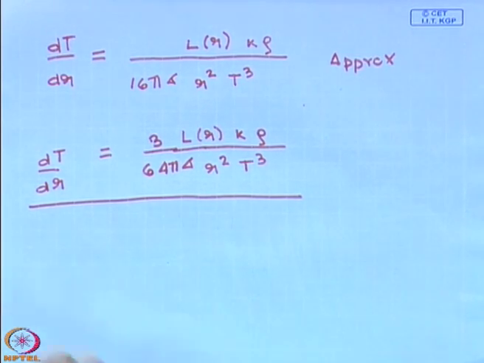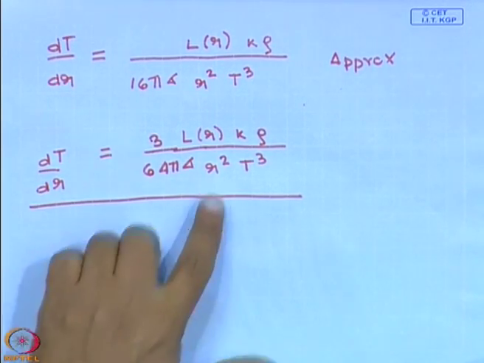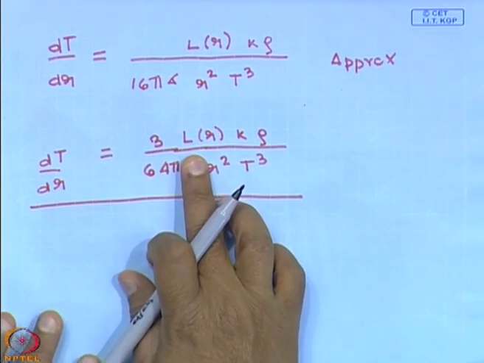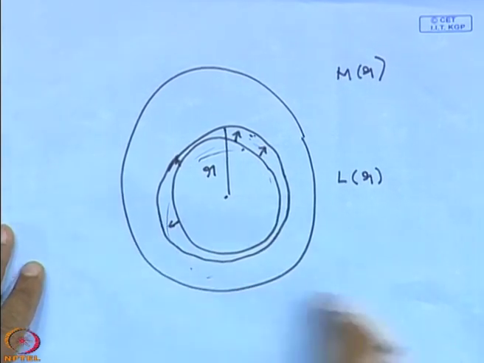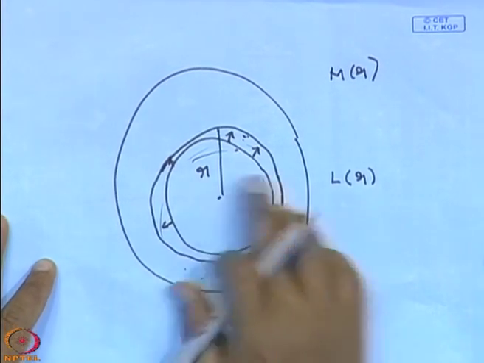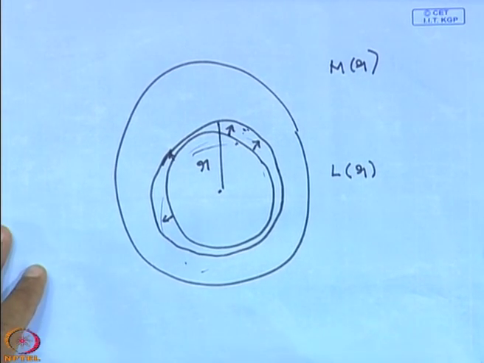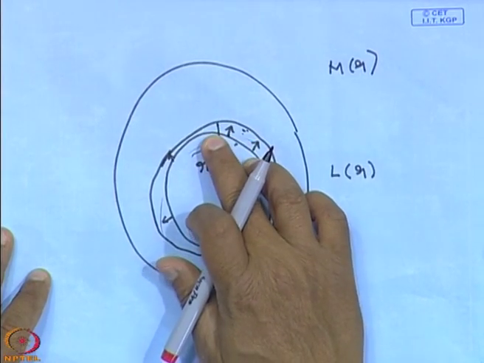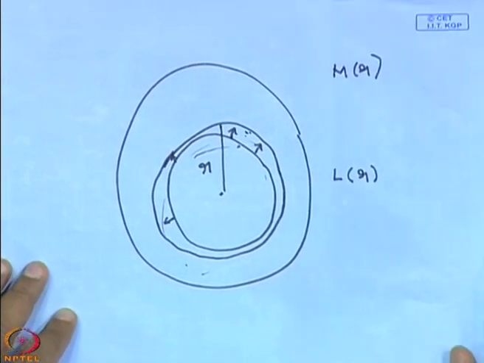Okay. Let me just tell you what this equation tells us. You can look at this equation. So, if you want to have a higher luminosity at a certain point in the star, so you want the luminosity here to be high, then the temperature gradient over here should also be large. Okay. Or given the same luminosity, if the opacity increases, then again the temperature gradient has to be larger. For the same luminosity at this point, if you have a higher opacity, then the temperature gradient has to be larger.